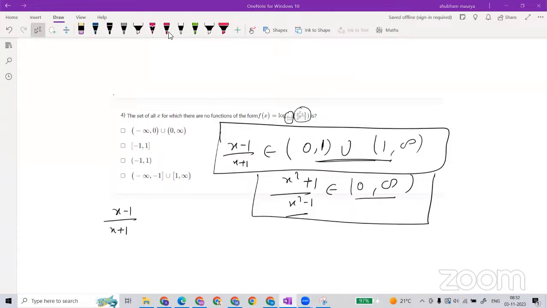Yes, sir. So first we have to find for the base of logarithm. That is, first we have to check x minus 1 by x plus 1 should always be greater than 0. So that means it cannot go negative. It cannot take negative values. So x cannot take negative values. Correct, sir? Yes.